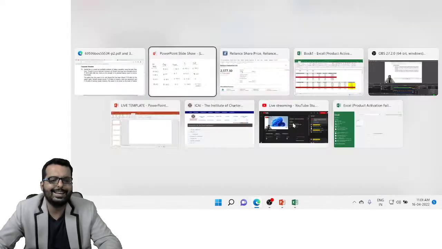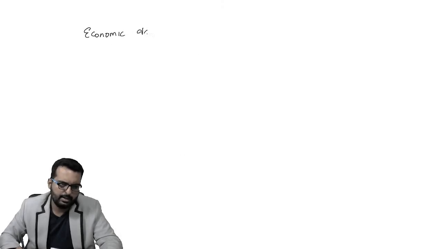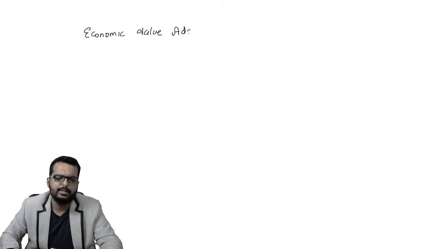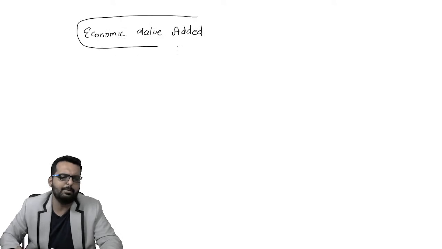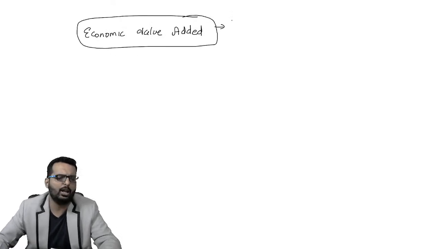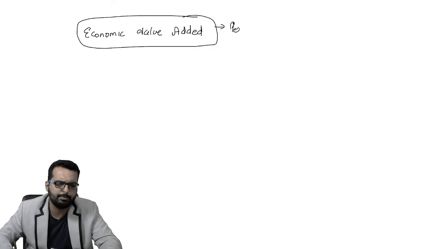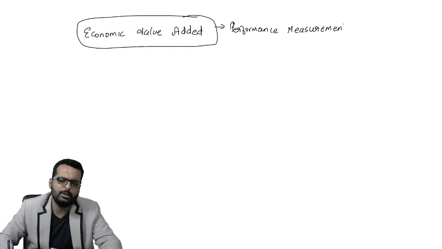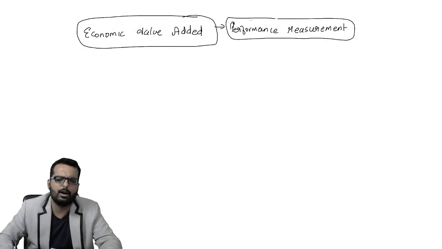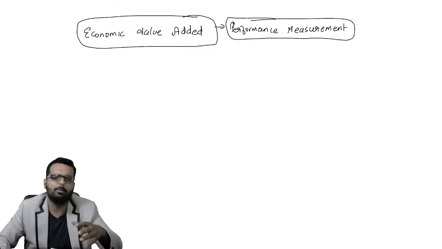Now there's a question on economic value added. I'll write down the next concept heading. Economic value added. This is something I normally take in my SCMP classes in a very elaborate manner. There's a chapter called performance measurement in which we cover this in depth. But questions of EVA sometimes come in FR, sometimes in SFM, they come everywhere.